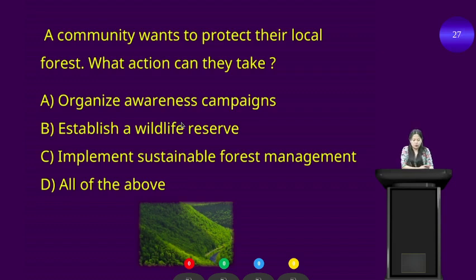A community wants to protect their local forest. What action can they take? Option A is organize awareness campaigns. Option B is establish a wildlife reserve. Option C is implement sustainable forest management. And option D is all of the above.